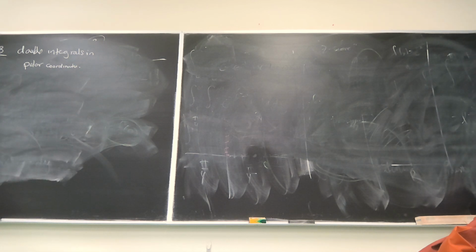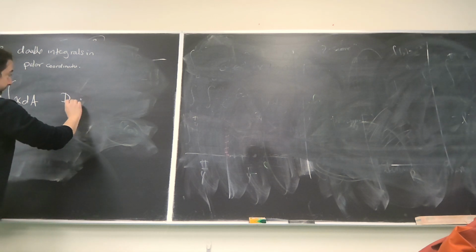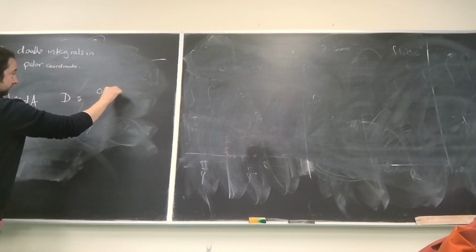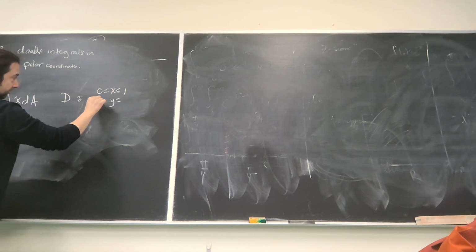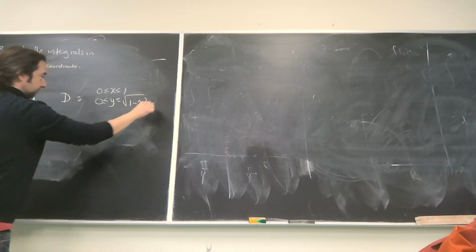So, as an example, I want you to think about this function. If I gave you the double integral over D of the function x dA, so a volume integral of the function x, where D is the region where x goes between 0 and 1, and y goes between 0 and the square root of 1 minus x squared.